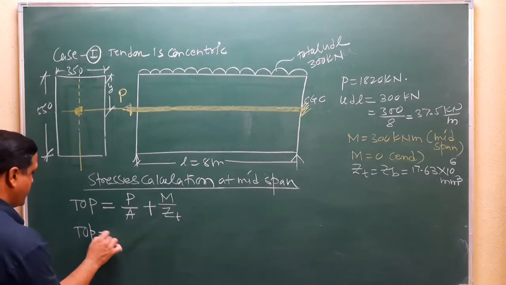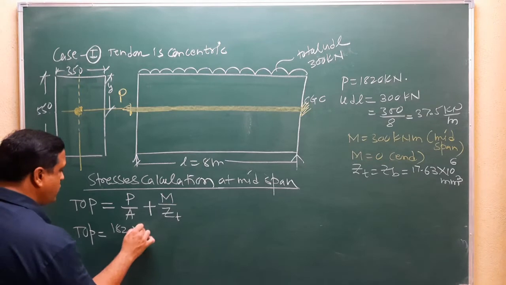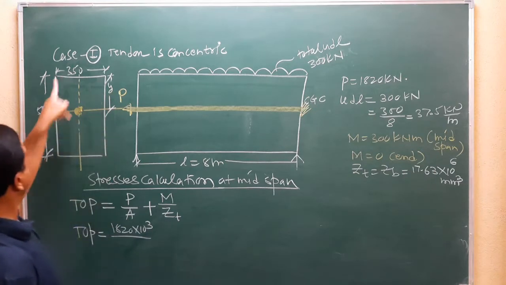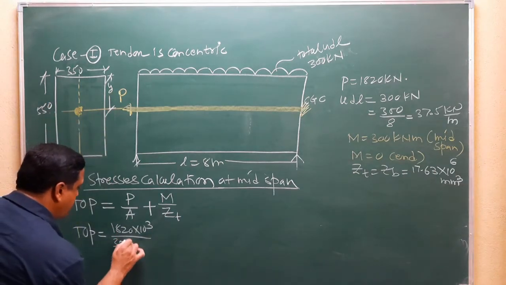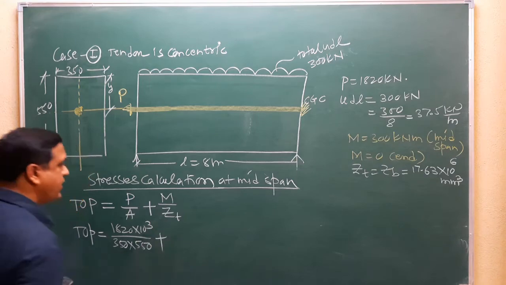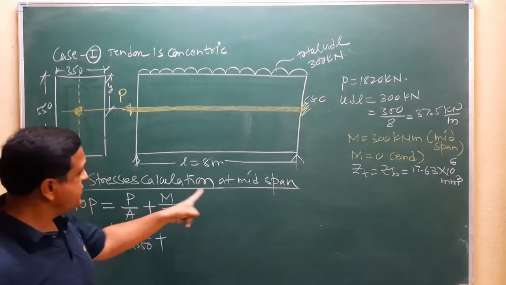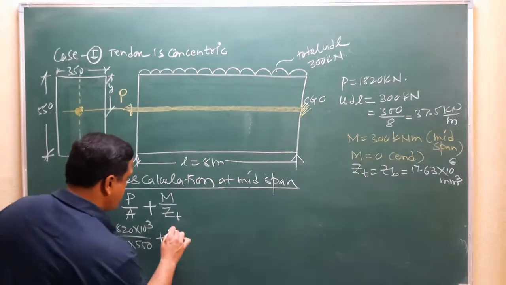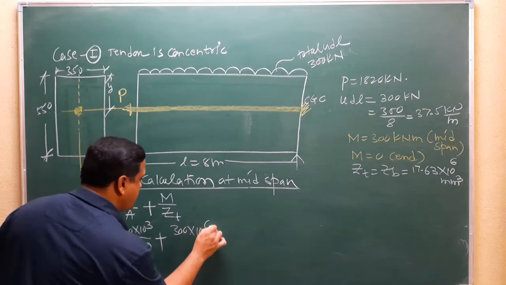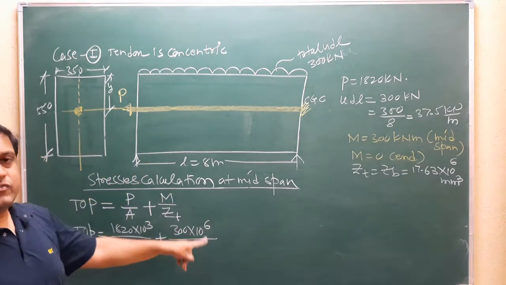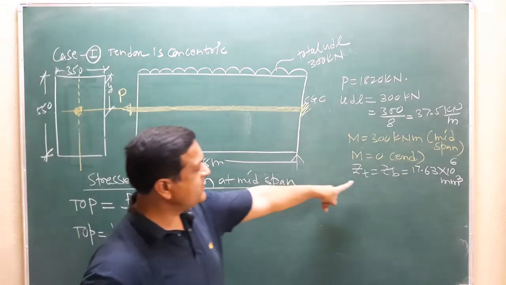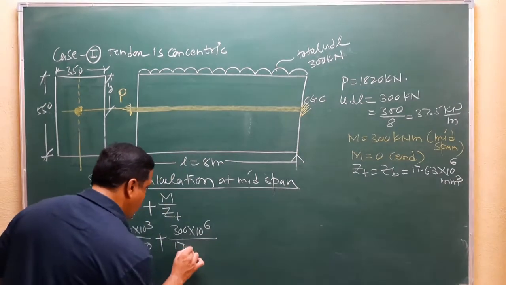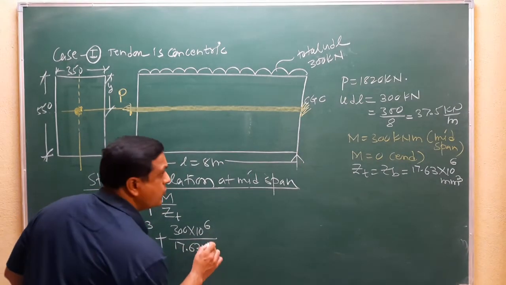So for the top fiber stress, P is 1820 into 10 raised to 3. Resisting force is known. What is the area of concrete? Area of concrete is 350 into 550. Now what is the M? We are calculating the stresses at mid span. At mid span, the bending moment is 300 kN meter. So 300 into 10 raised to 6 you have to put here, simply to convert this value into Newton mm. What is the Z? Z top and Z bottom are the same because the section is symmetrical. It is 17.63 into 10 raised to 6.